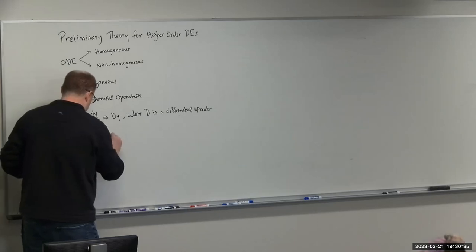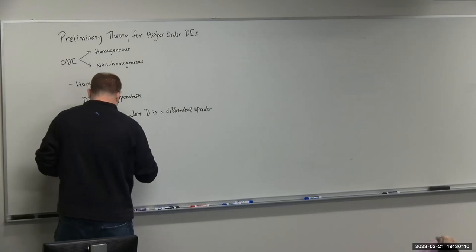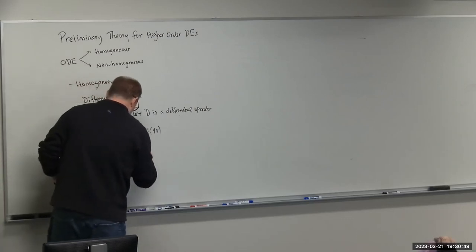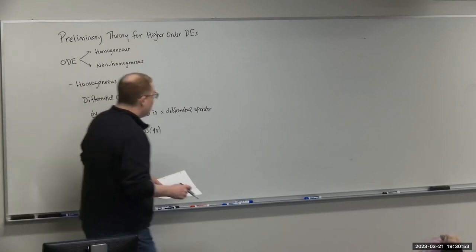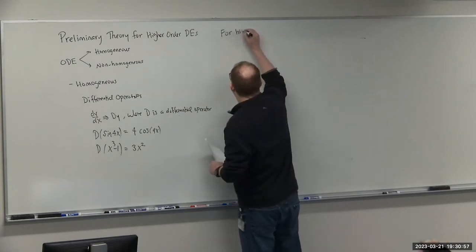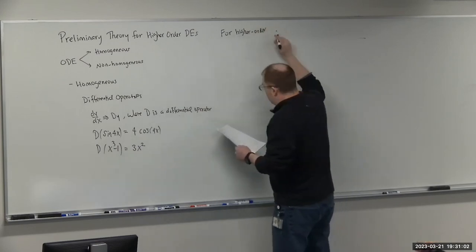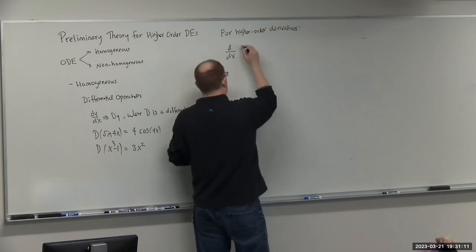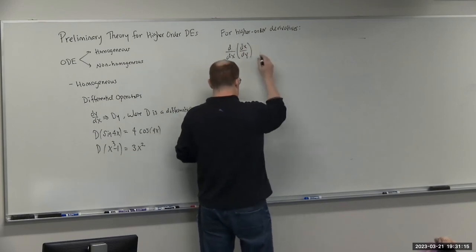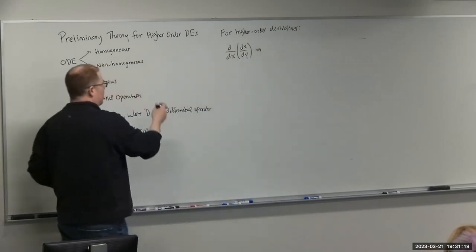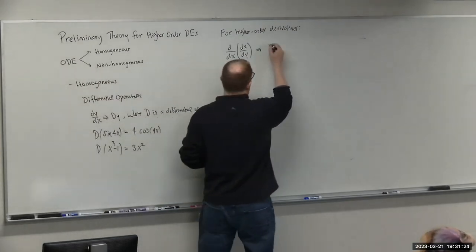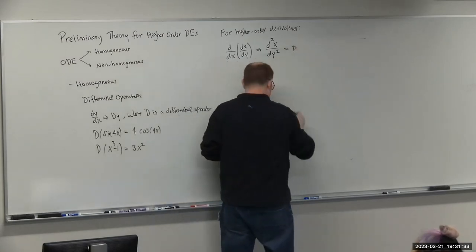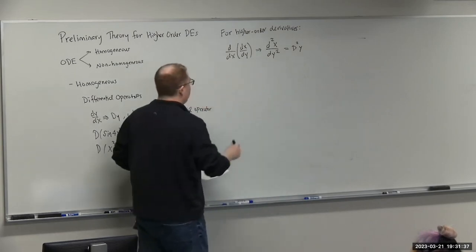So if we say D of sine of 4x, assuming x is the independent variable, this is just going to be 4 cosine 4x. Or if we have D of x cubed minus 1, then this is obviously going to be 3x squared. So it's just a notation. For higher order, it works like this. If you apply the differential operator to y, to the first order, that's all that is. And in terms of the operators, this is just going to be D squared of y. In general, this can be generalized.